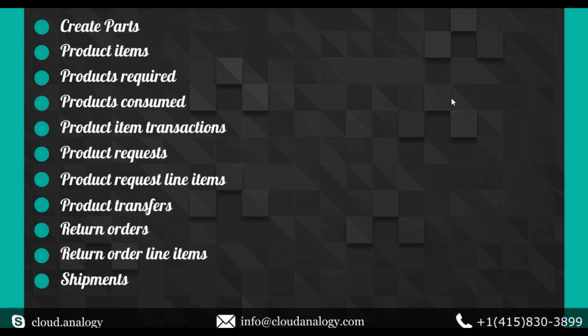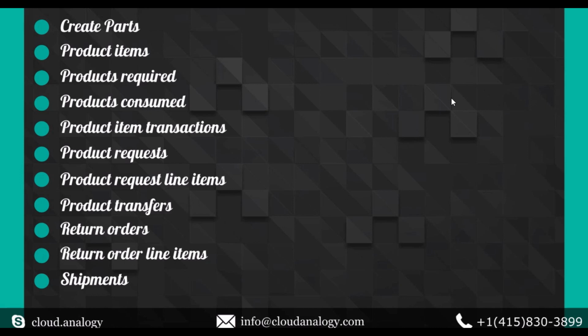Okay, so product item transactions. They describe actions performed on a product item. They are basically auto-generated records that help you track when a product item is replenished, consumed, or adjusted. Okay, our next bullet is product request. Requests are orders for products which you might create when stock is running low.